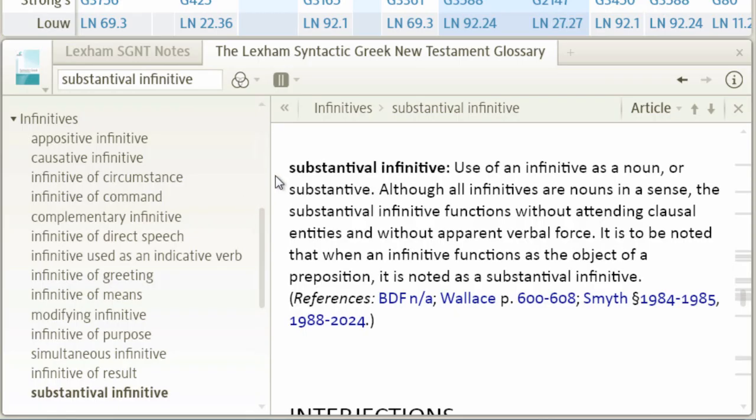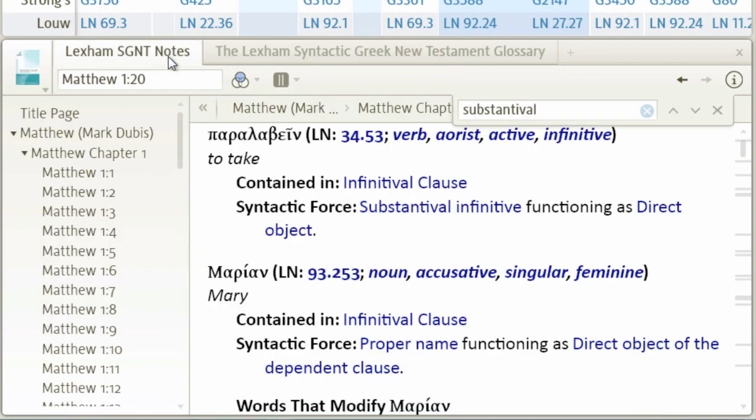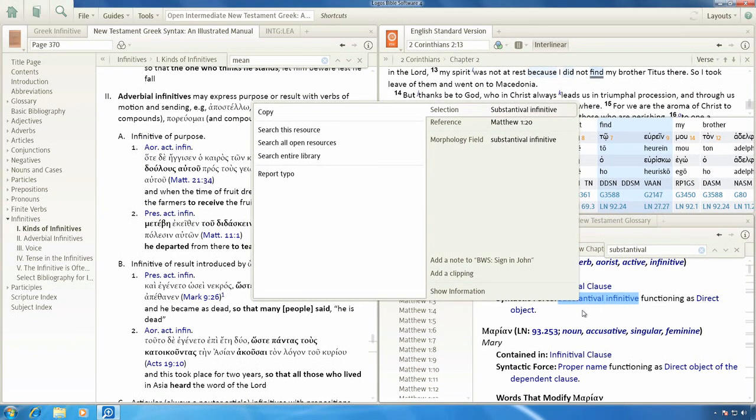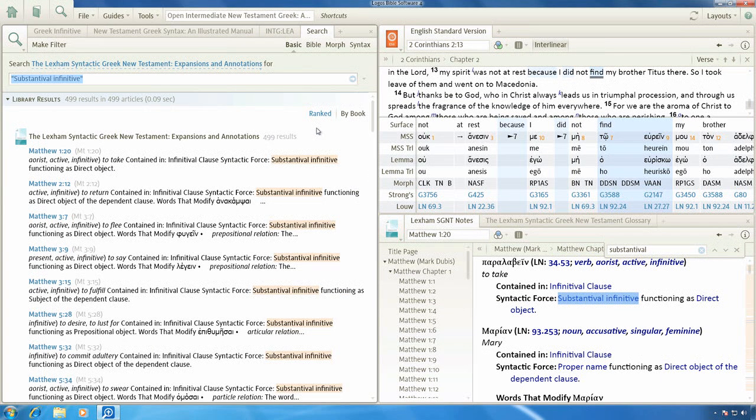If you'd like to see some examples of this use, you can always go to the Expansions and Annotations resource, and with Control F on a PC or Command F on a Mac, you can do a simple find within this resource. If you type in substantival, you can see the use highlighted here, and you can always right-click on it, make sure you have the selection, substantival infinitive, and say, search this resource. And when you do that, you get a list in your search results of all the places where this label has been used to tag a word or construction.